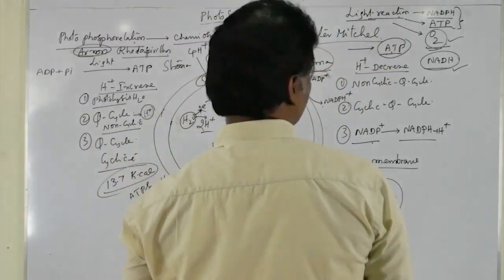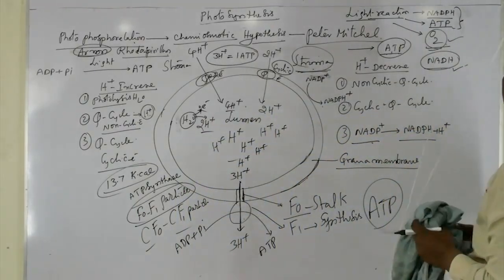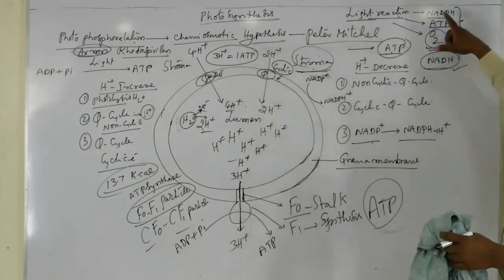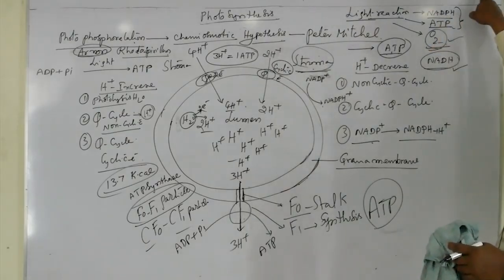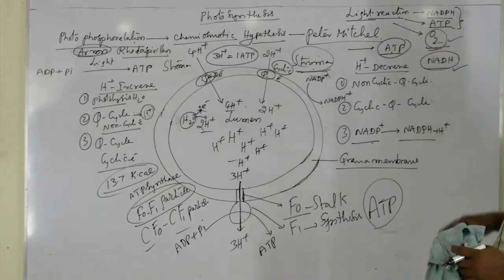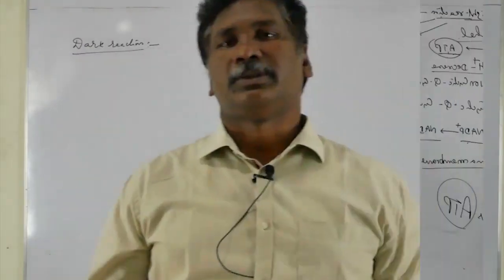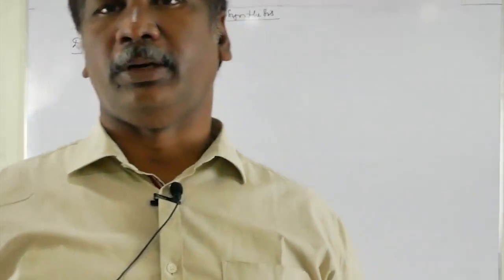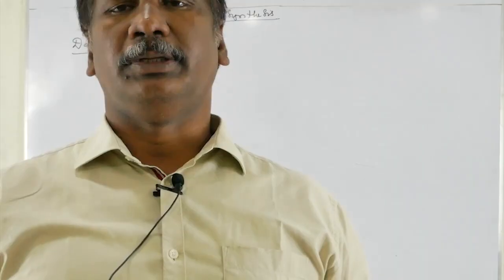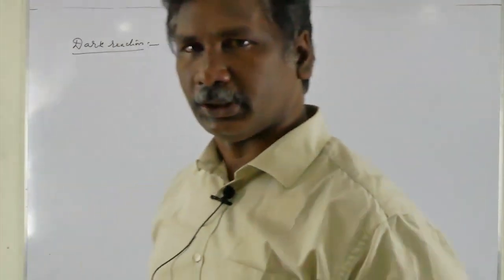So this is the light reaction. In the light reaction, finally the oxygen goes out, and what remains is NADPH and ATP. That is the assimilatory power. The light reaction was completed in the previous part, so now we can go to the dark reaction.